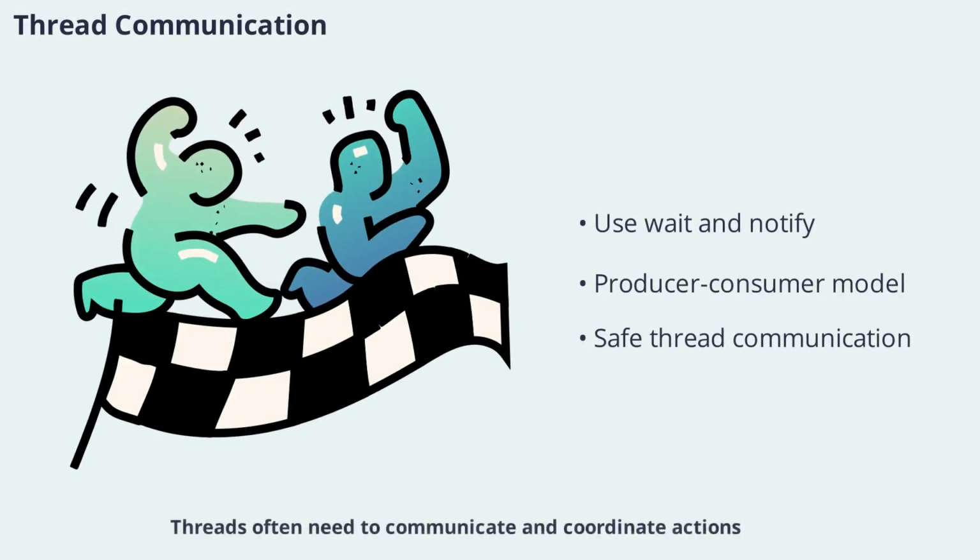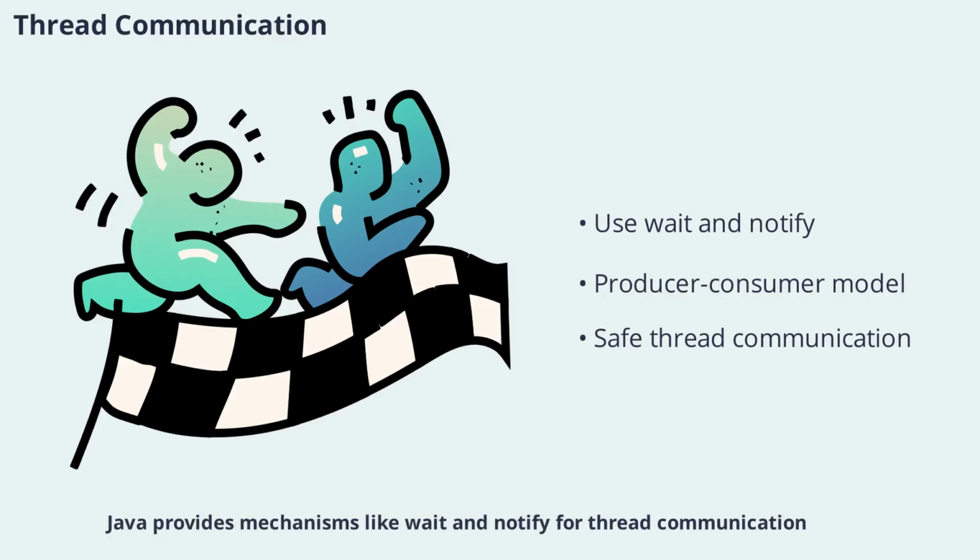Threads often need to communicate and coordinate actions. Java provides mechanisms like wait and notify for thread communication. For example, a producer thread can produce data and notify a consumer thread to consume it. Synchronization ensures that threads wait for the right conditions before proceeding, enabling safe and efficient communication between threads.